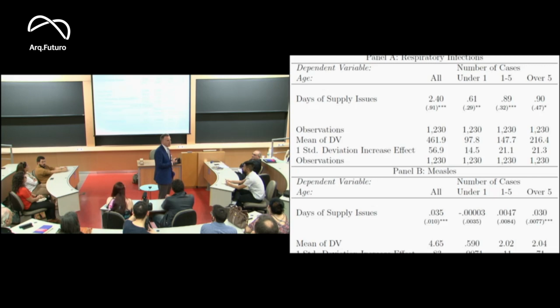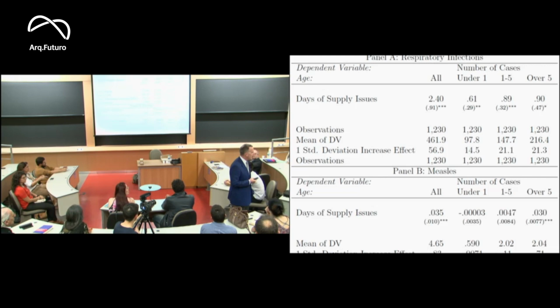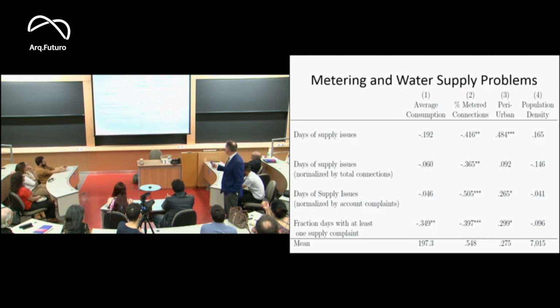We also find that there are fewer economic transactions from the financial transactions that go on through these booths. And we see that the girls spend less time doing their homework when the water goes out, because the girls are the ones who are sent to get the water from somewhere else. And so they end up doing more chores.